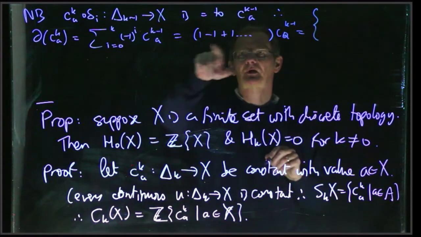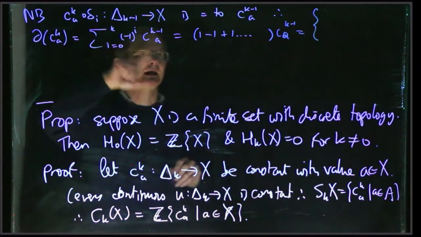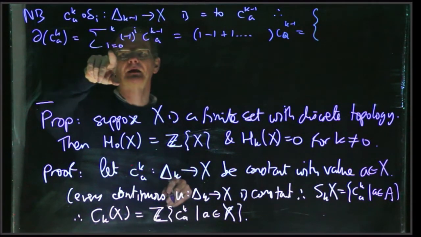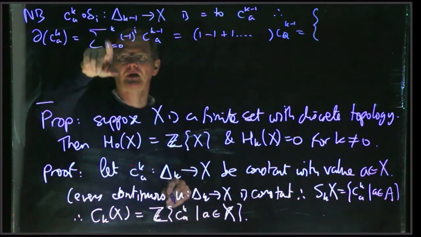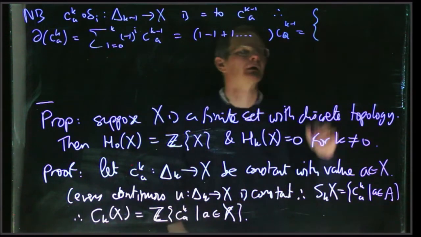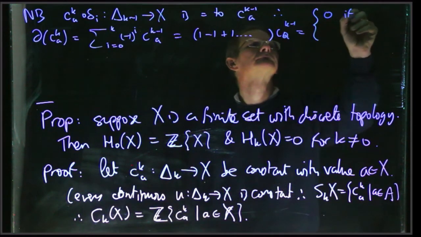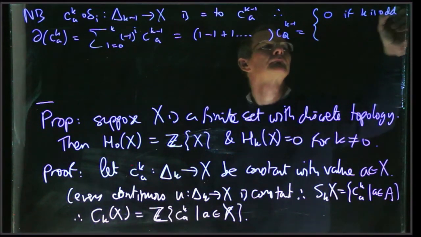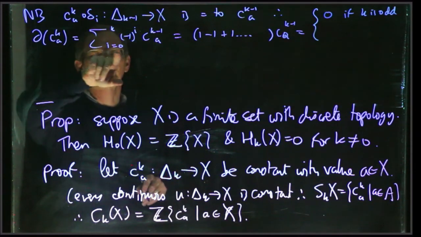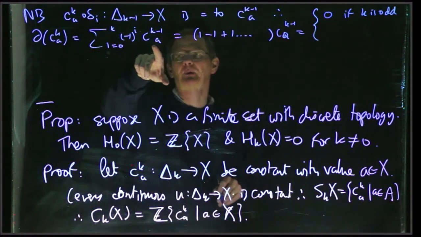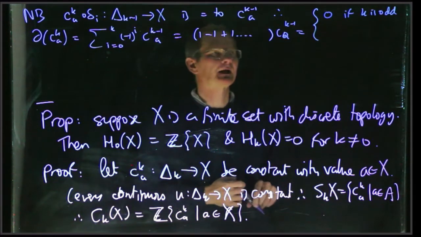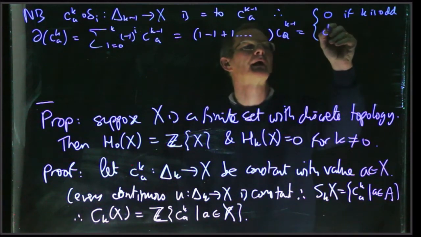And so what happens? These terms are cancelling in pairs, but it depends what k is, right? If k is odd, then you've actually got an even number of terms, plus or minus 1 alternating, and they all cancel. But if k is even, then, because you've got the zero term, which is just this c_{k-1}^a, and then the remaining terms, there's an even number of them, alternating plus or minus, and they all cancel out. So you get c_{k-1}^a.